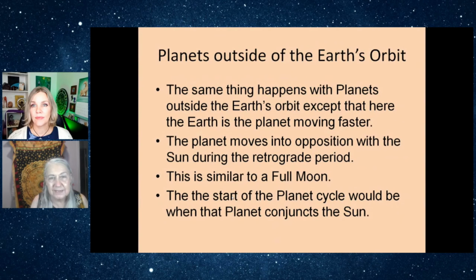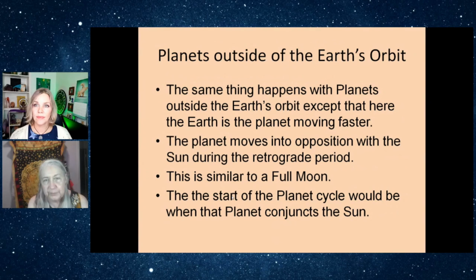Now, for planets outside of the Earth's orbit, we've got the same kind of process, but it's a little different because the Earth is moving faster than the planet. For Mars through Pluto, the Earth moves faster than them. So this causes the retrograde period to happen kind of balanced around when the planet is opposite the sun.